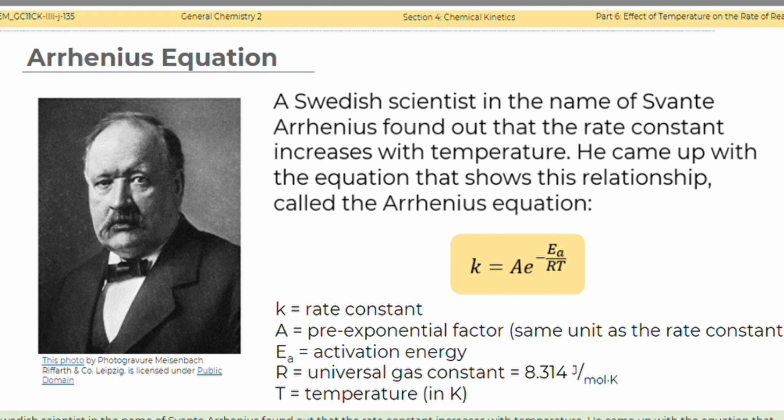A Swedish scientist by the name of Svante Arrhenius found out that the rate constant increases with temperature. He came up with the equation that shows this relationship, called the Arrhenius equation. The rate constant is equal to the pre-exponential factor times e raised to the negative activation energy divided by the quantity universal gas constant times temperature in Kelvin. How temperature affects the rate of reaction will be elaborated in another lesson.